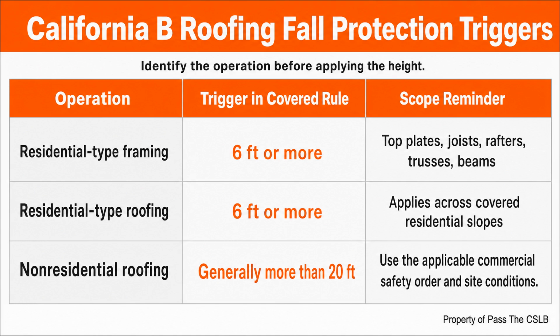Residential framing and residential roofing use 6 feet in the rules covered here. Non-residential roofing has a different general threshold under its own safety order. That sequence is how I keep a roof from becoming 4 disconnected inspections.